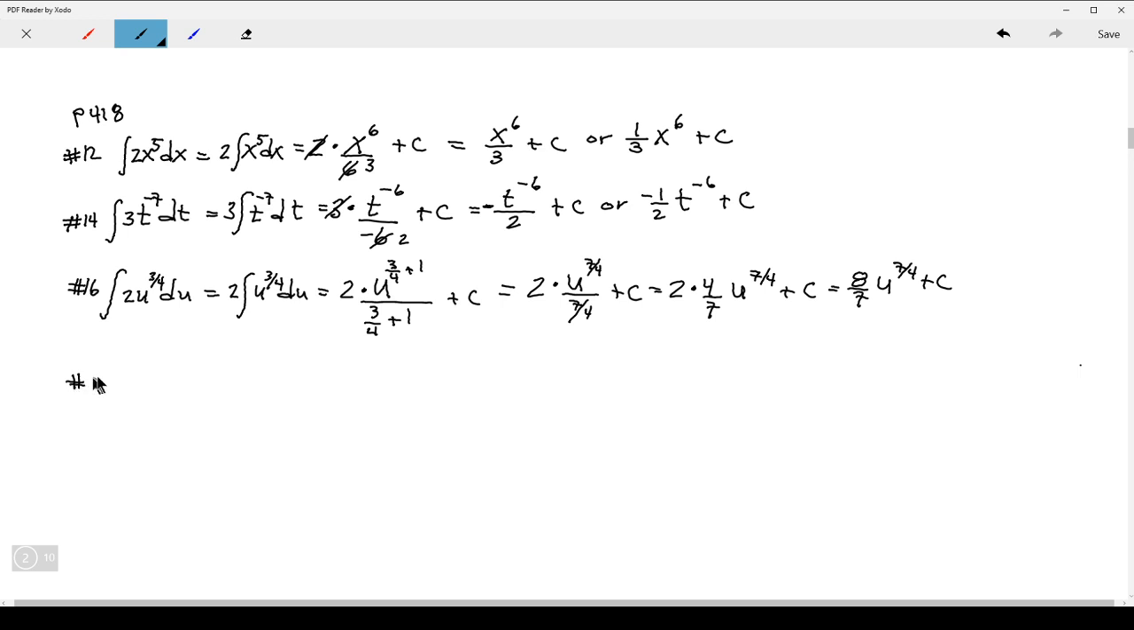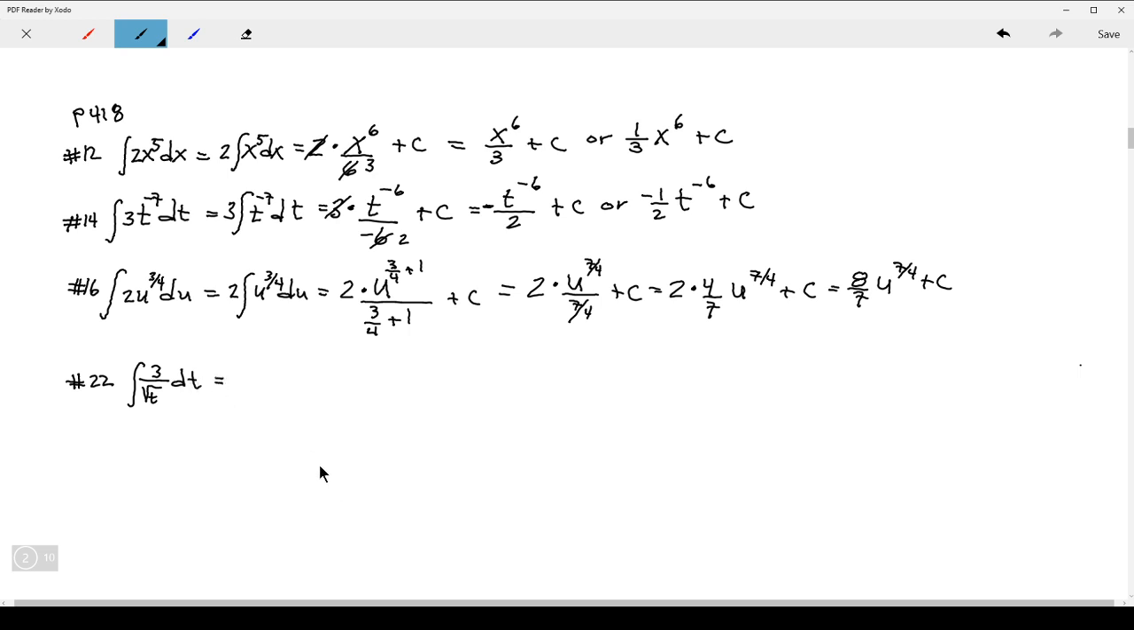I'm trying to hit all the possible questions I could get for this. Number 22 is the antiderivative of 3 over the square root of t dt.